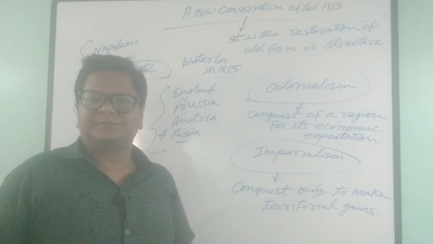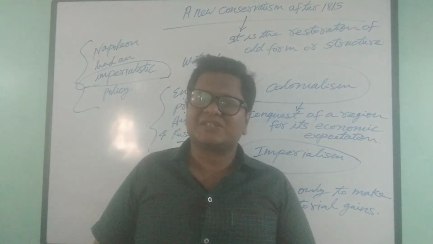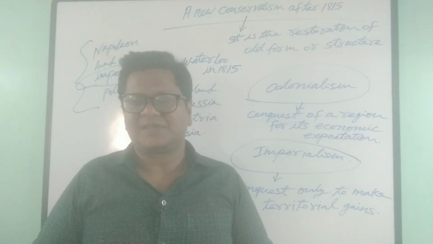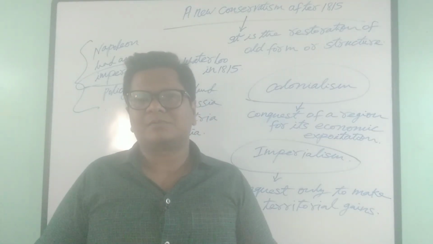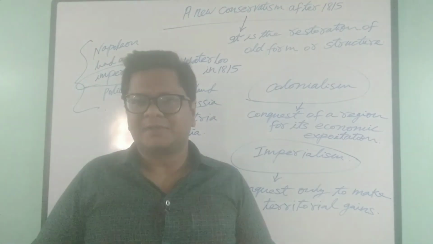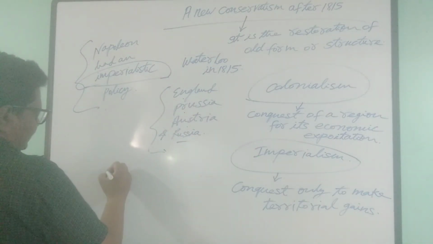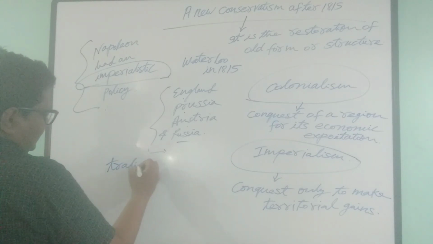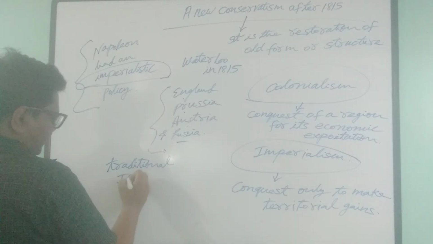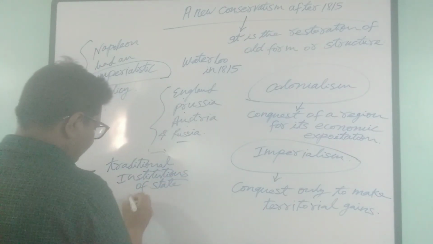The supporters of conservatism were aware that monarchy in its original form is difficult to bring, because people have hopes and aspirations and wanted more and more liberty. So a monarchy in its original form is difficult to bring, but some changes could be brought in the traditional institutions of state and society.